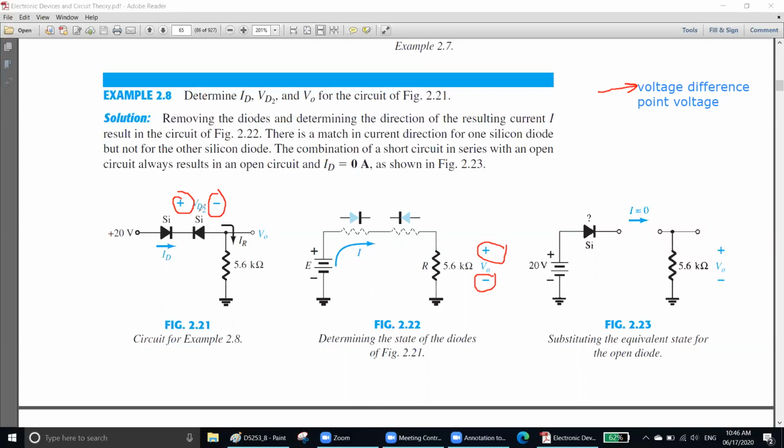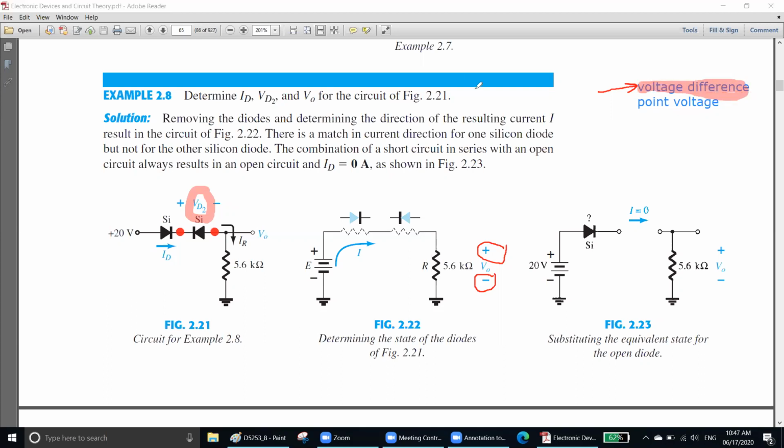That means you have to find the voltages of this point and this point, then you have to subtract them, then you find out the voltage difference. So you have to find this voltage and this voltage, then subtract, then you find out this one. This is the voltage difference.